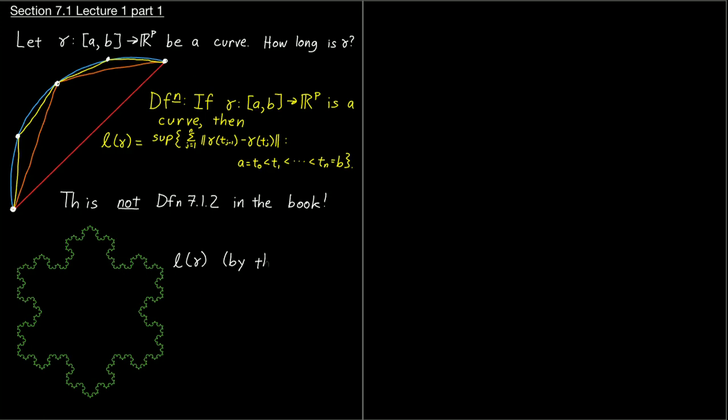So L of gamma by this definition exists, at least if you count infinity as existing, even for a non-C1 curve, just a continuous curve, but a non-C1 curve, such as this Koch snowflake, which is perhaps the most famous example of a curve that has infinite length.